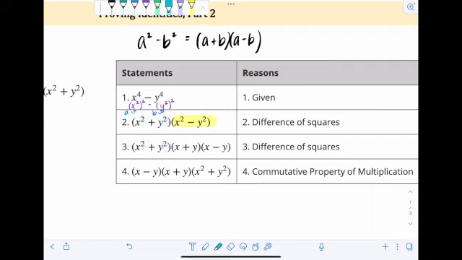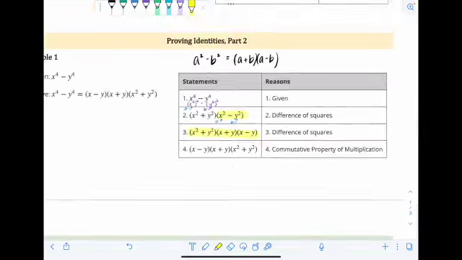And then my a would be x and my b would be y. So that part factors into this section. It would be a plus b, x plus y, and then a minus b, x minus y. And then from there, we can't factor it any more than it already is. We're trying to prove that it is equal to x minus y times x plus y times x squared plus y squared.